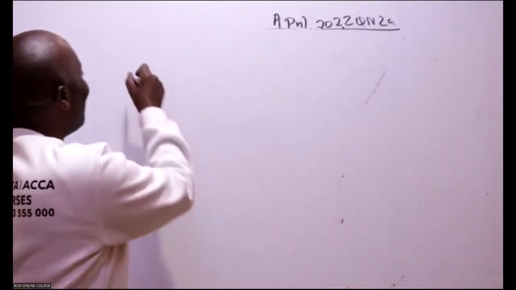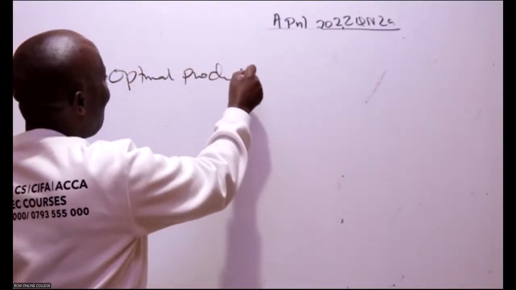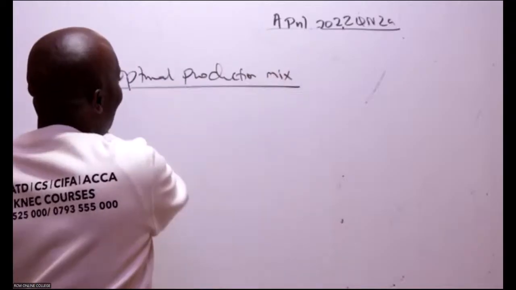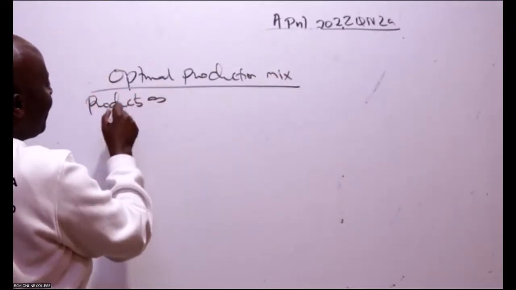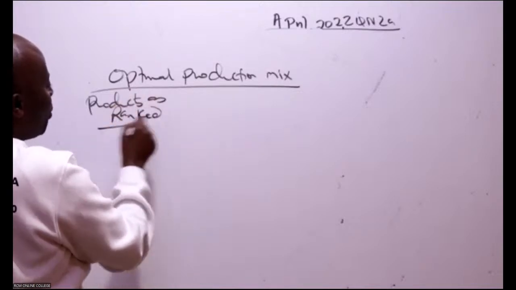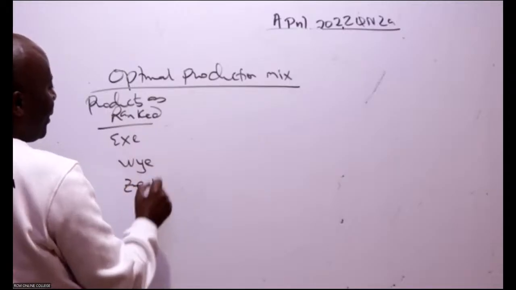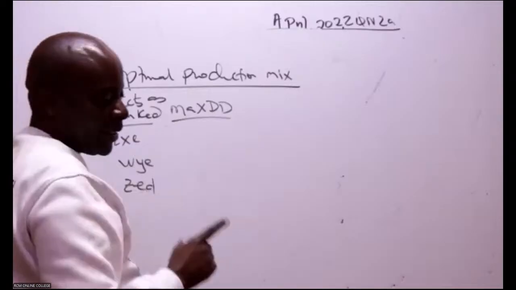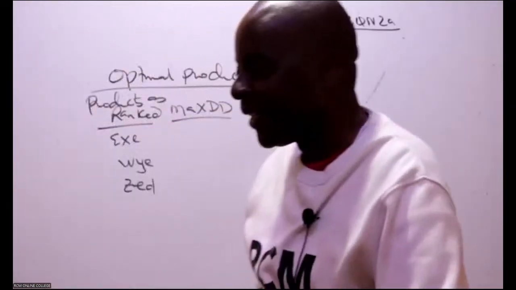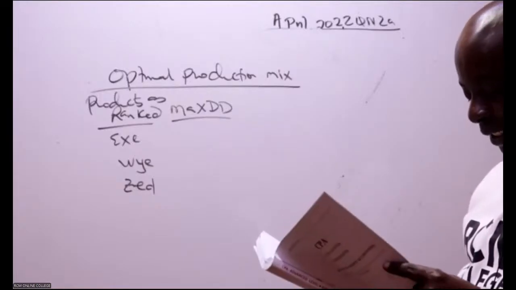So the optimal production mix. We have in this case here products as ranked. So they are ranked very well: X, Y, and Z. Give us maximum demand. So the maximum, are you able to see the maximum demands, you ninjas?